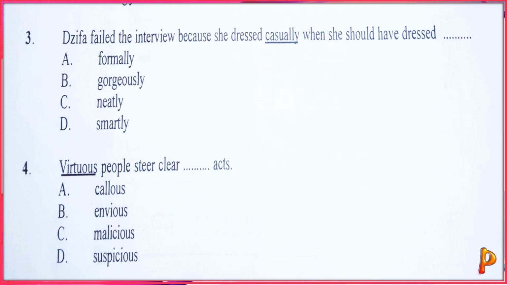Question 4. Virtuous people steer clear dash at. A. Steer clear Carlos at. B. Steer clear envious at. C. Steer clear malicious at. D. Steer clear suspicious at. The correct answer to this question is answer C. Virtuous people steer clear of malicious acts.